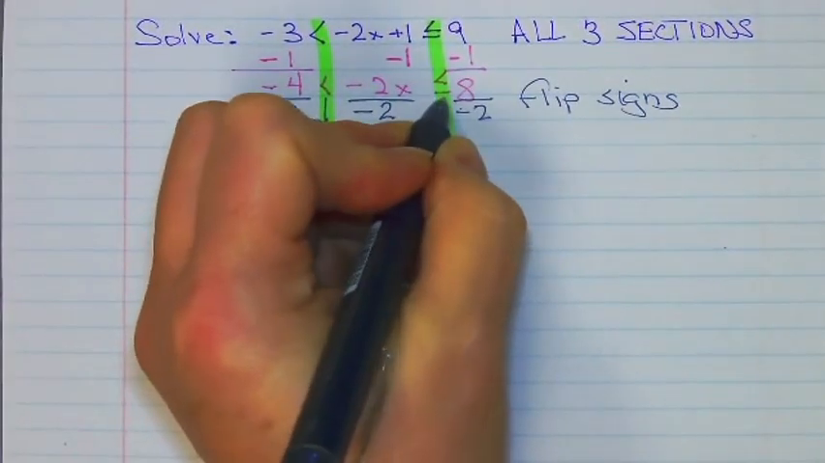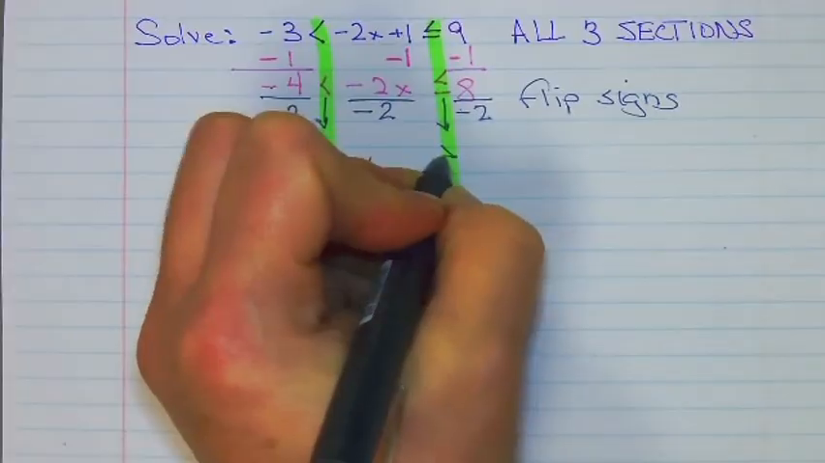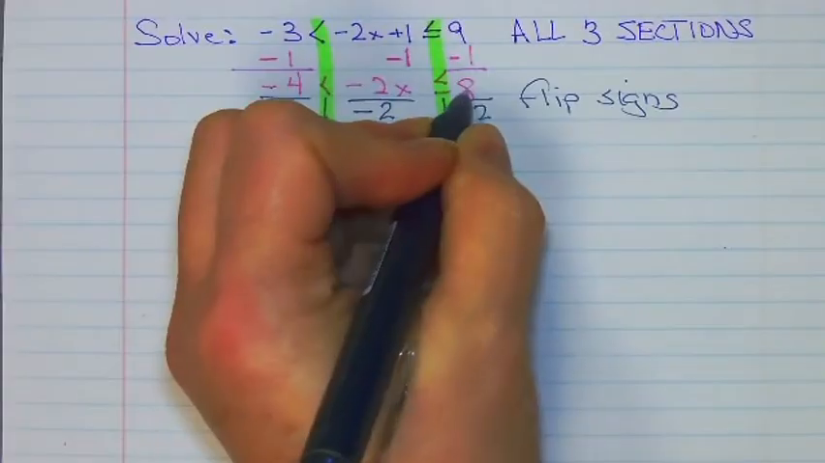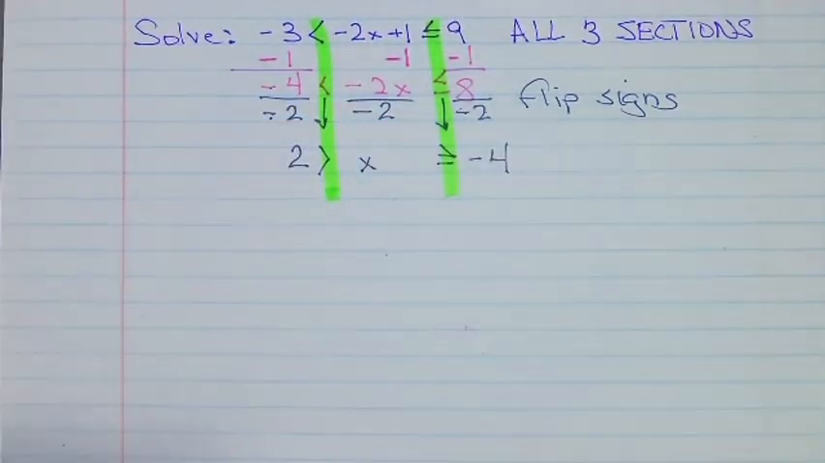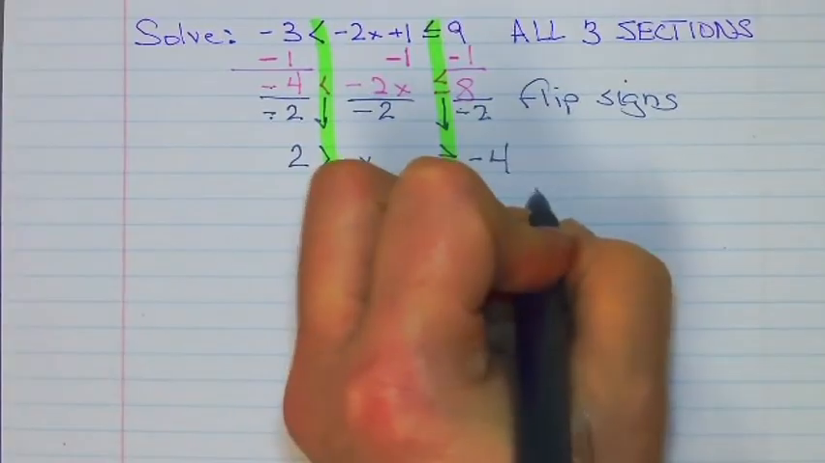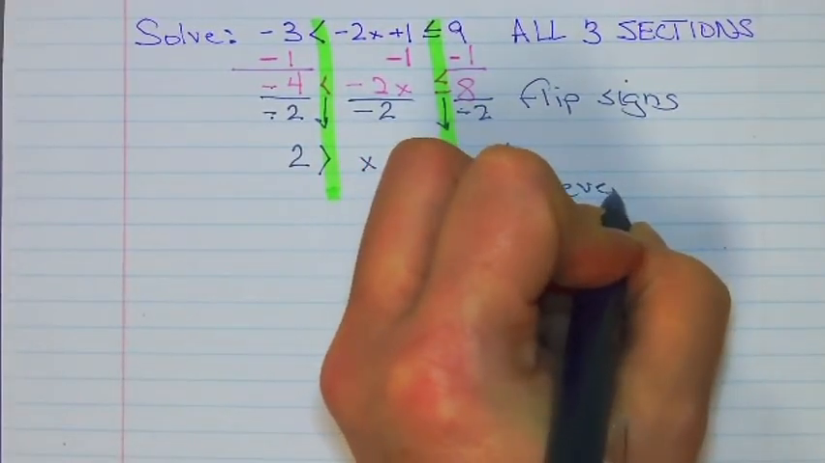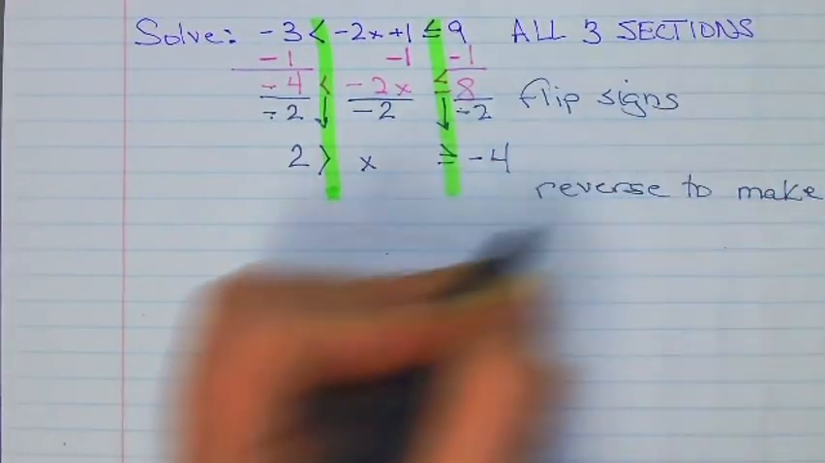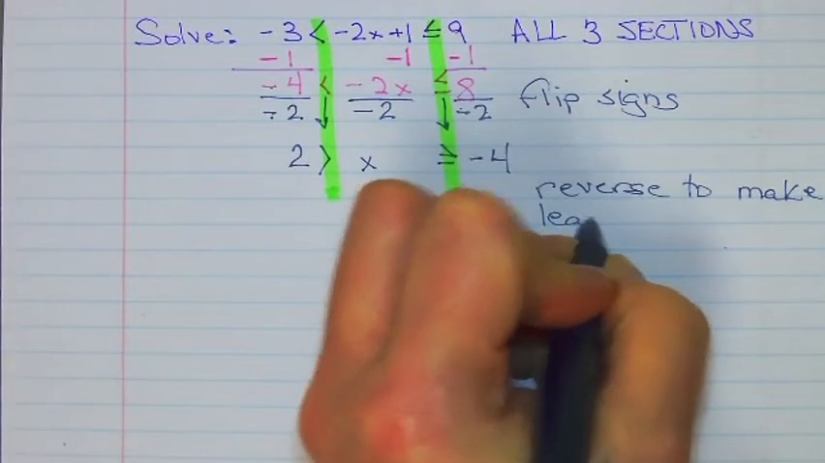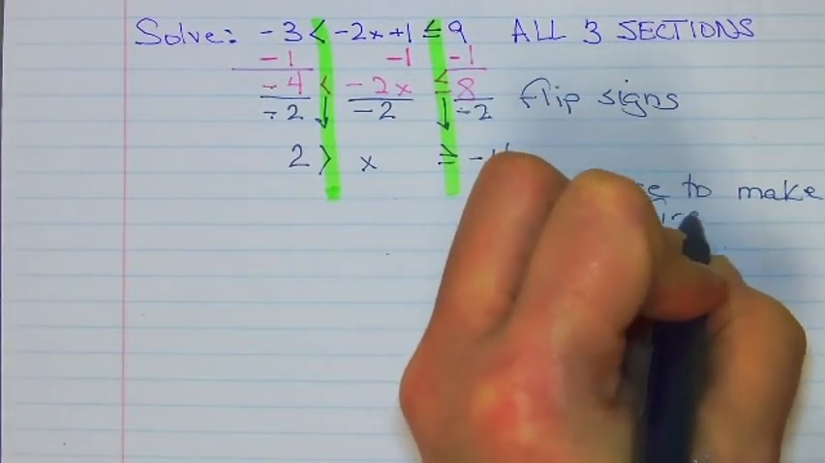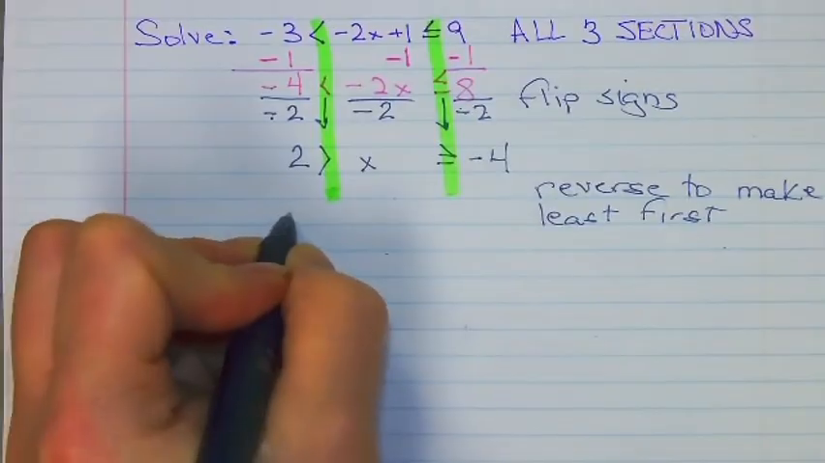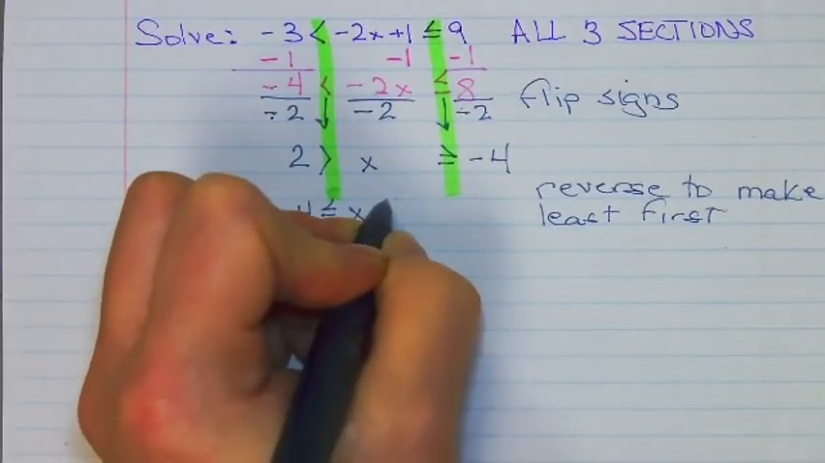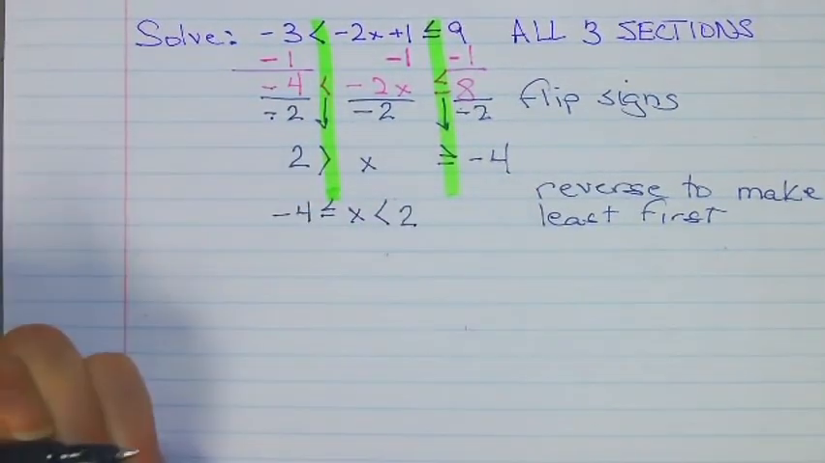This is just x. We're going to flip this sign that way. Negative divided by positive is negative. 8 divided by 2 is 4. Okay. Reverse to make least first. So now we have -4 is less than or equal to x, which is less than 2.